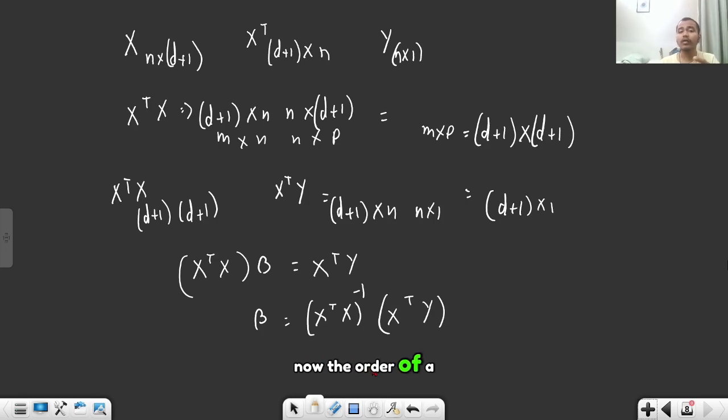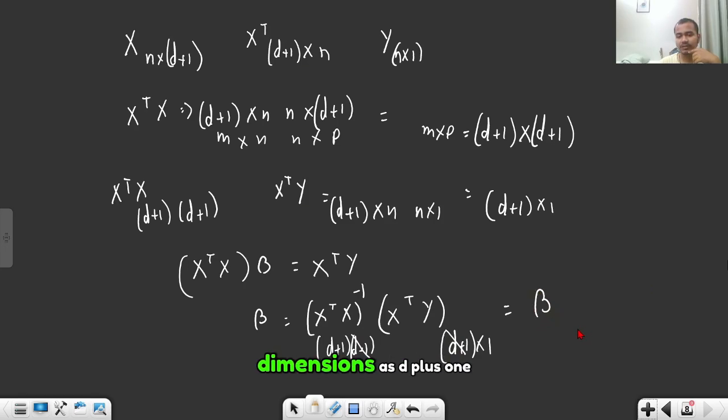Now, the order of a square matrix is equal to the order of its inverse matrix. So even this is going to be d plus 1 into d plus 1, and x transpose y is going to be d plus 1 into 1. Therefore, with d plus 1 by d plus 1 times d plus 1 by 1, we'll have beta's dimensions as d plus 1 into 1. That is, we have d plus 1 rows and 1 column.